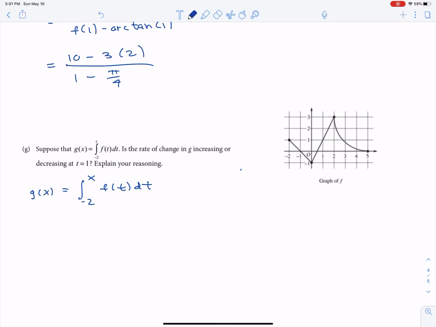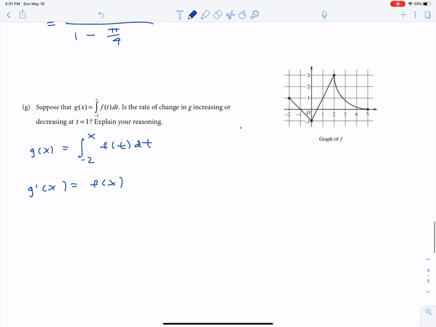So the first thing I'm going to do is find that rate of change of g, which is g prime of x. And that's going to be equal to f of x. But that's not what they're asking for. They're asking for the second derivative. So I'm going to look at g double prime of x, which equals f prime of x. So now I want to know at x equals 1, right here, right? I want to know, is this value positive or negative? So let's go and figure that out.